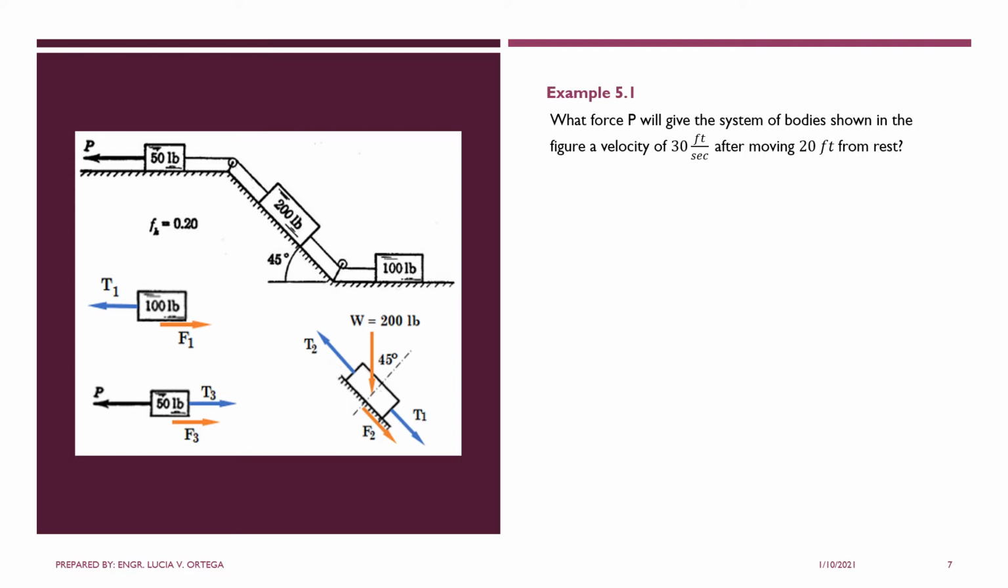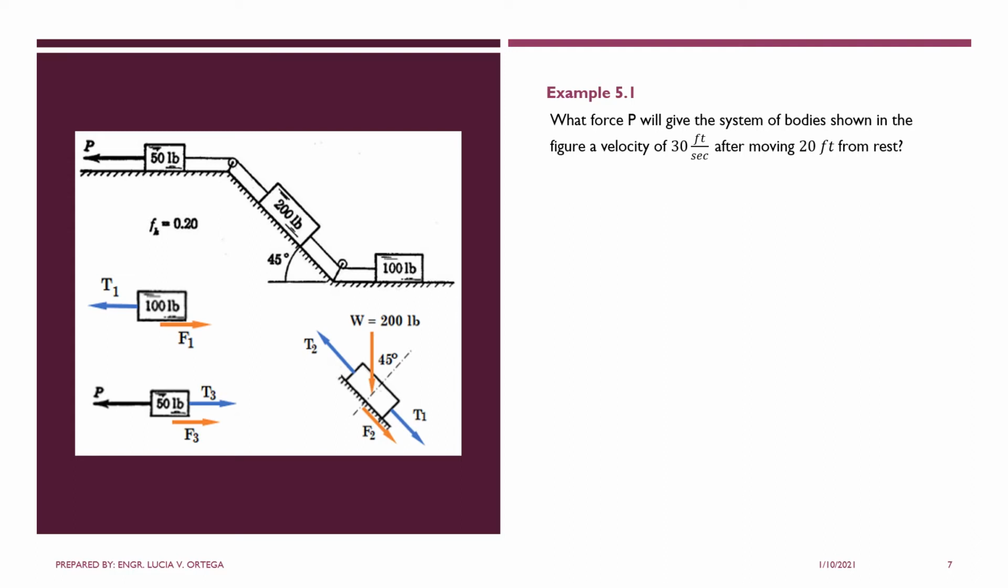For the block on the inclined surface, let's say this would be T sub 1. This other cable here is T sub 2. And then the weight will have its components normal and tangent to the surface. And then there is F sub 2. Transferring to the 50-pound block, this tension should be T sub 2. And this is F sub 3. And then there is force P here.